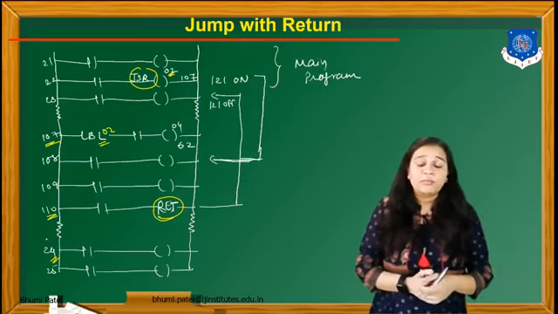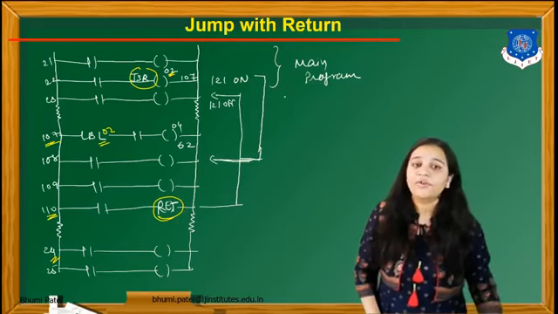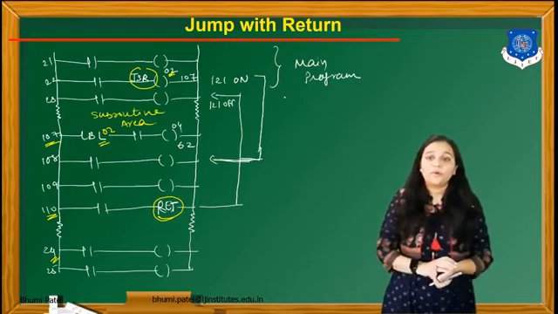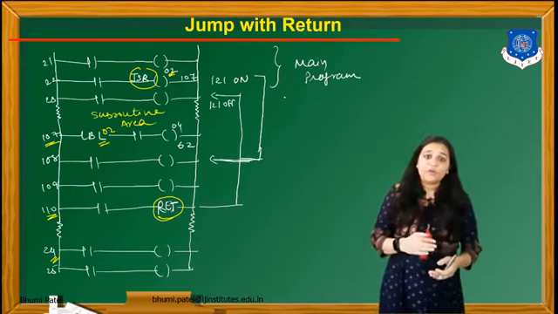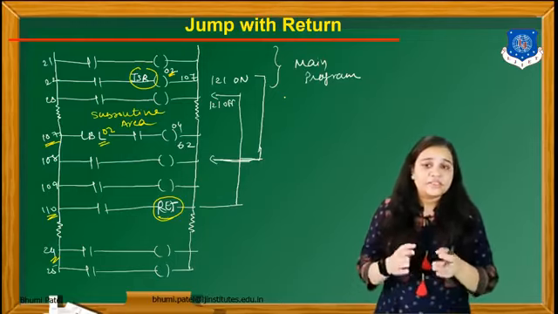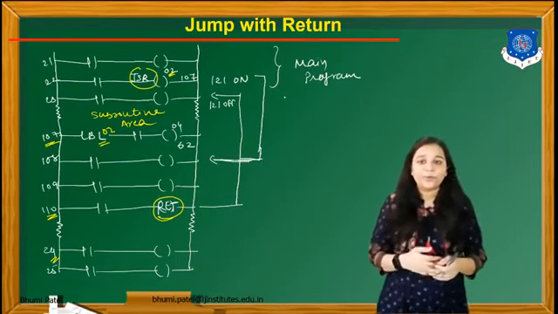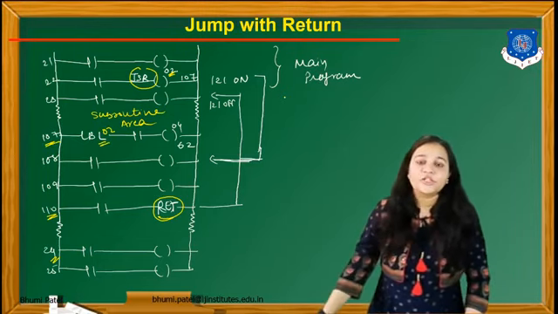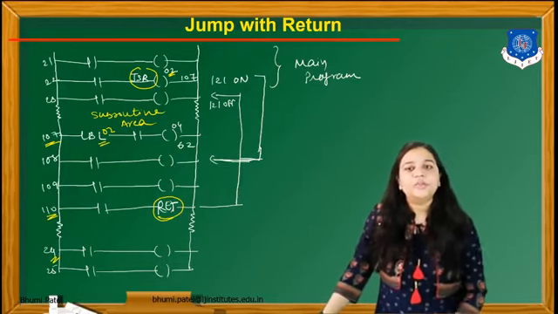The main advantage of jump with return is that we write the main program for the particular system, and then we build a subroutine area. What is the subroutine area? In the same program, if the same logic is used multiple times, then we generate a subroutine area, and in the subroutine area we write the program that is used multiple times in PLC programming. Every time we jump to the subroutine area and then return to the main program.